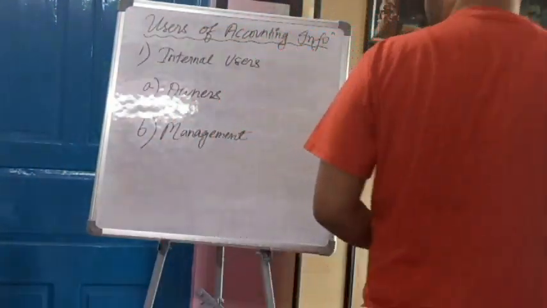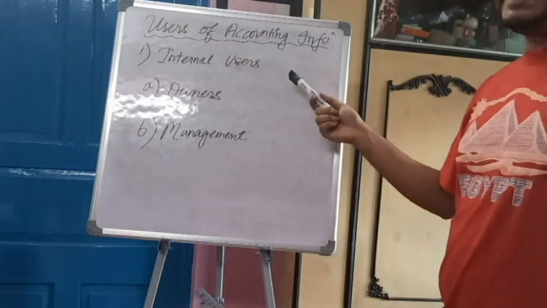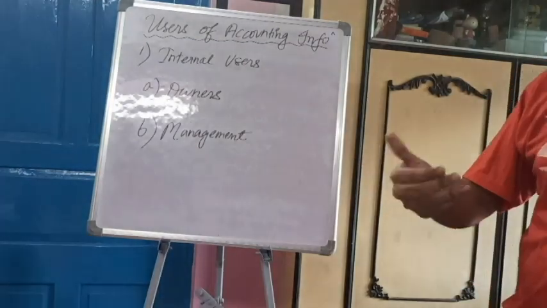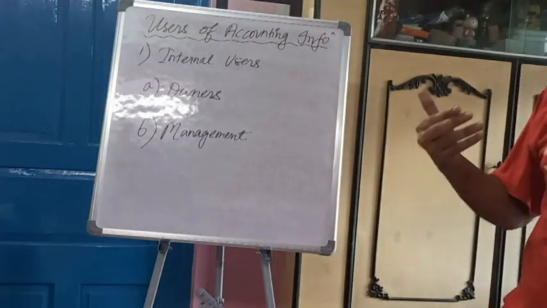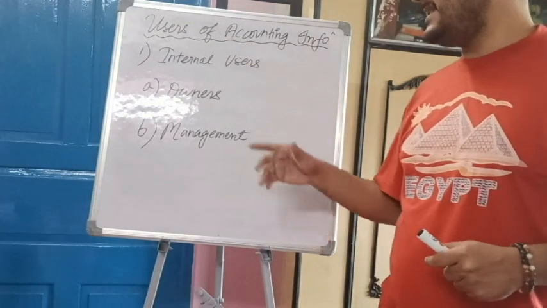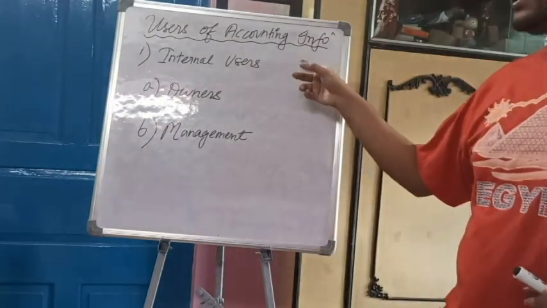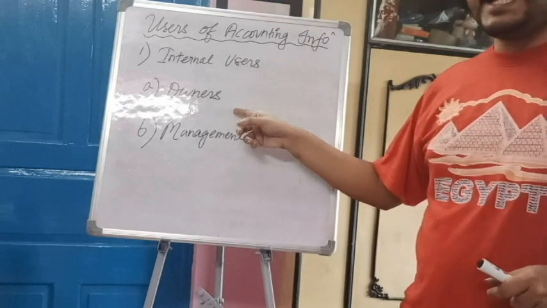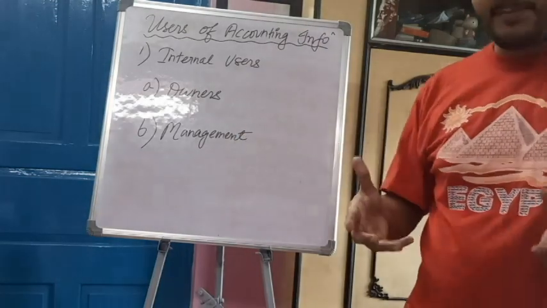So, first, who are the users? The internal users, that is those working within the organization, or those who are within the framework of the organization. They are the internal users of accounting information. So first, what name comes? It is the owners. That means those who invest the capital.